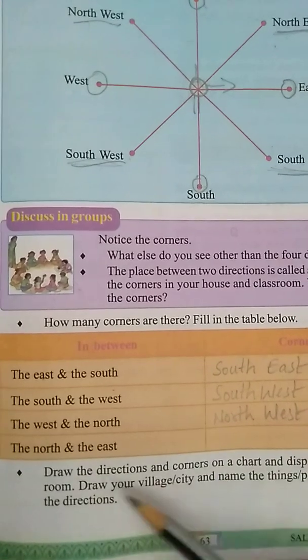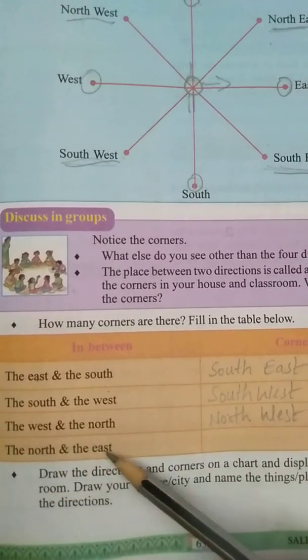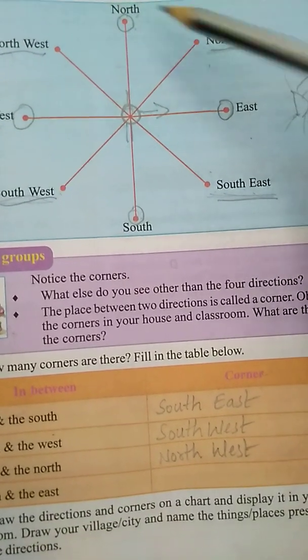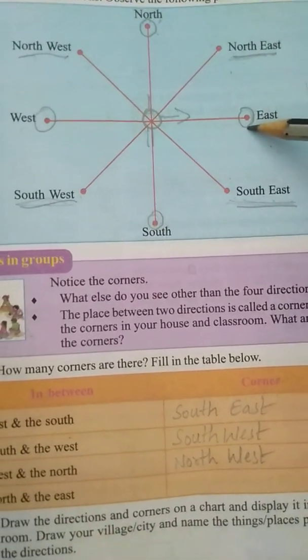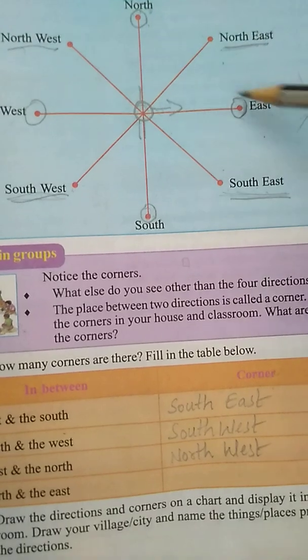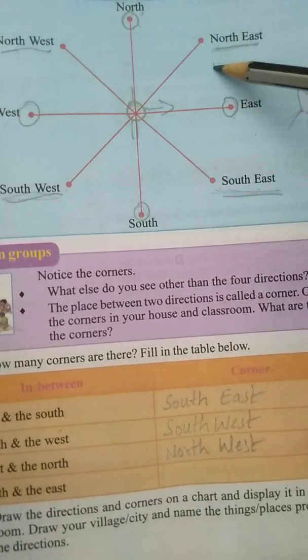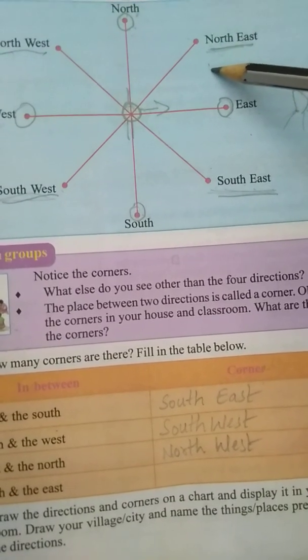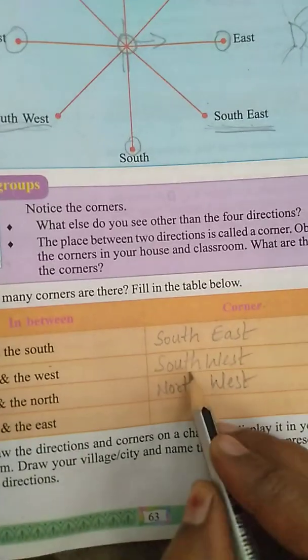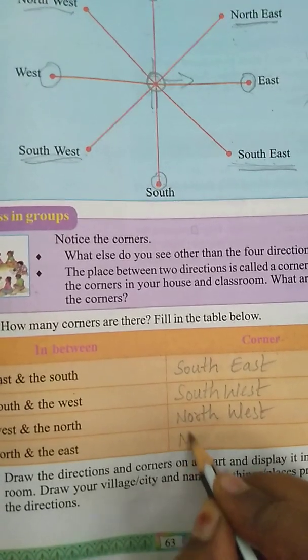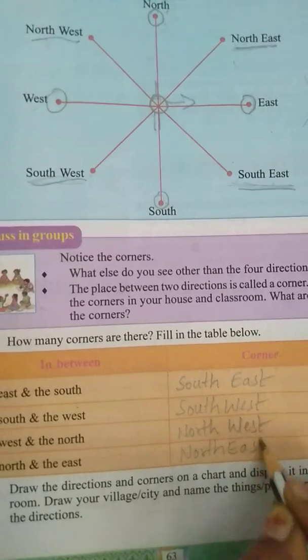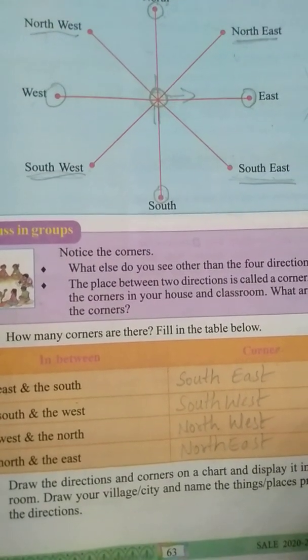And at last, north and the east. Where is the north? Yes, it is here, north and the east. Between these two directions, which corner is given here? Yes, it is northeast corner. So here in the last we have to fill N-O-R-T-H, north, E-A-S-T, east. So all understood, children?